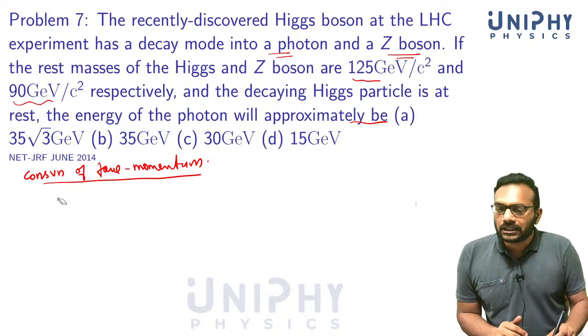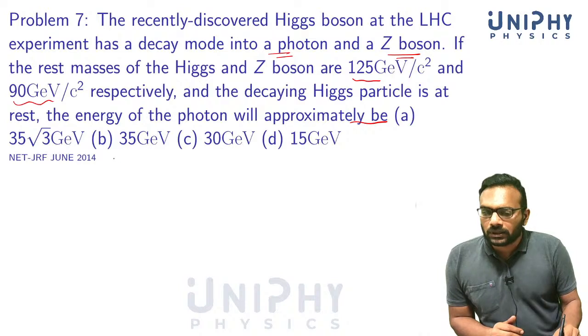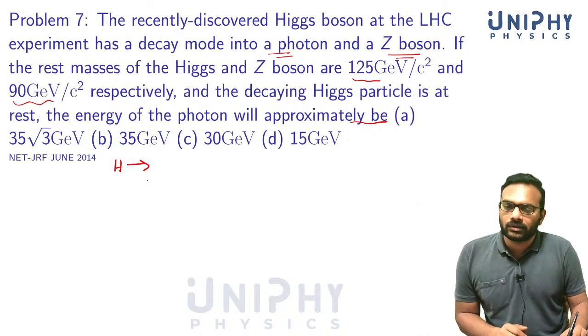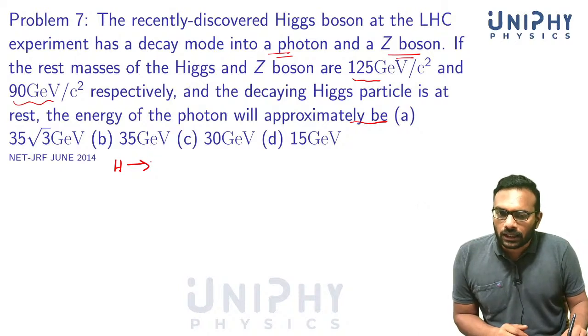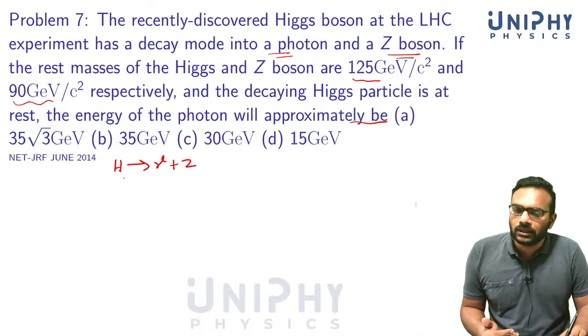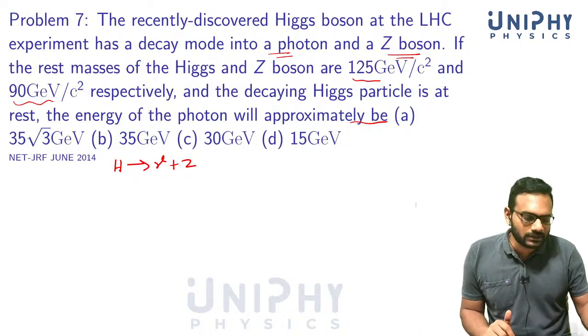So what's conservation of 4 momentum? I'll just write the interaction here. We have got the Higgs boson decaying into a photon, which I'll write as gamma, and a Z boson. It's Z0, charge is 0. The Higgs boson is a chargeless particle. So H gives gamma plus Z.